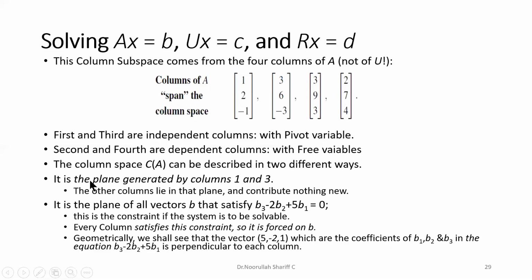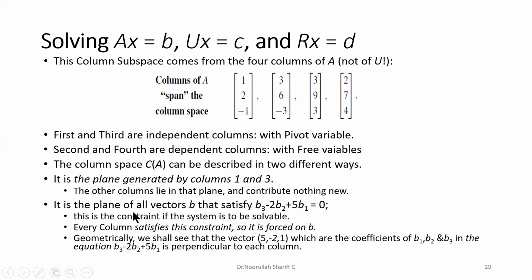One is, it is a plane generated by the columns 1 and 3. We have two columns which correspond to the independent columns and pivot variables. So it is a plane generated by the columns 1 and 3. The other columns lie in that plane and contribute nothing new. That means the column 2 and the column 4 will lie in the plane which is generated by the columns 1 and 3, and they contribute nothing new there.